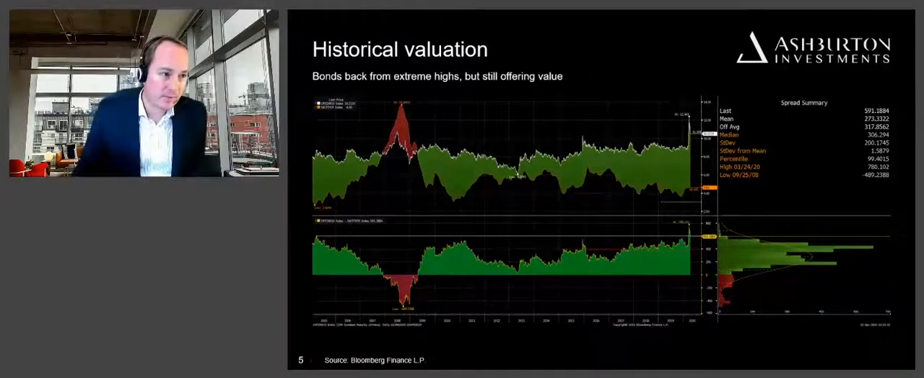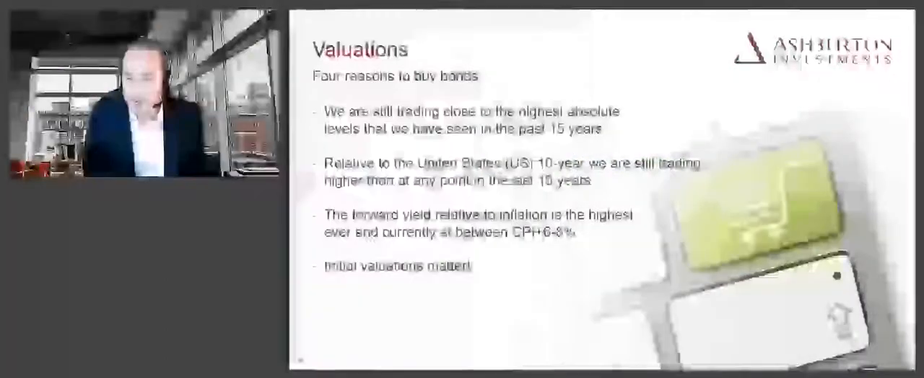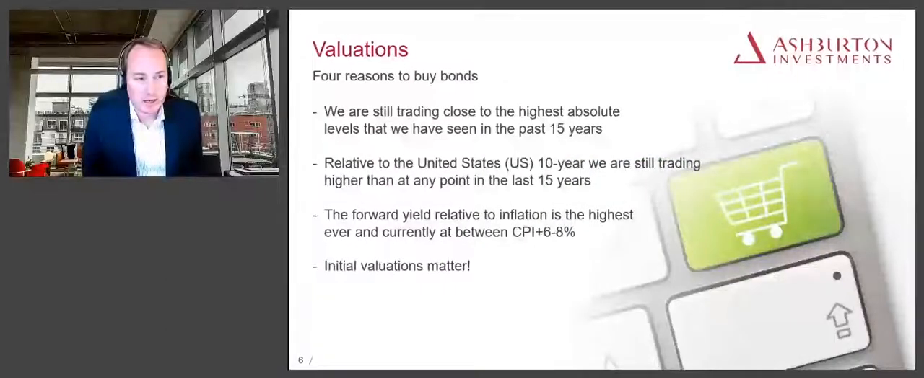So let's quickly go to a summary here, because there are a couple of reasons to buy bonds, right? The first one is just valuations. We are still trading close to the highest absolute yield that we have seen in the past 15 years. We're trading higher relative to the US 10-year than at any point in the last 10 years. And we're currently seeing anywhere from CPI plus 6 to CPI plus 8%, right?